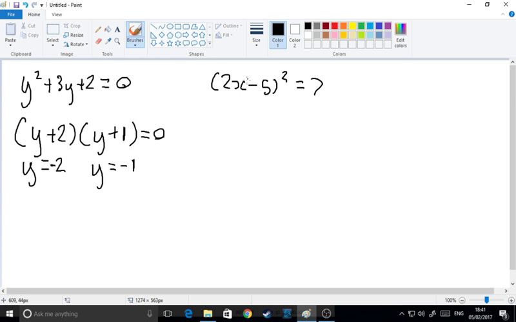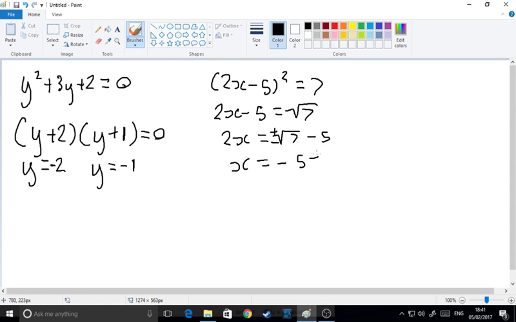We notice this is in one of the later stages of completing the square. So what we can just do here is we go 2x minus 5 equals root 7. Then we say 2x equals, oh yeah, plus or minus root 7, minus 5. Then we go x is equal to minus 5 plus or minus root 7 over 2. And that should be our answer.